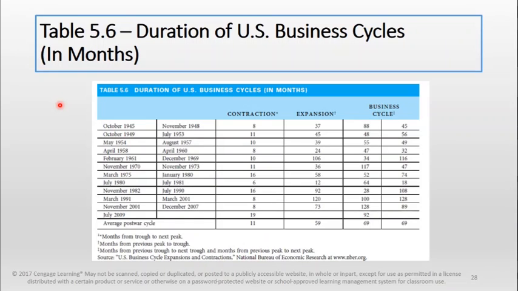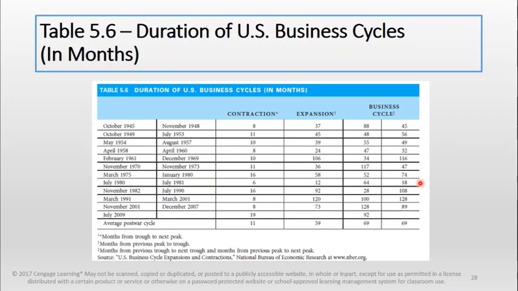Although the duration of post-war US business cycles averages 70 months, from peak to peak, 3 cycles have lasted 100 months or more. And then, there are others that can be as short as 32 months or 18 months.